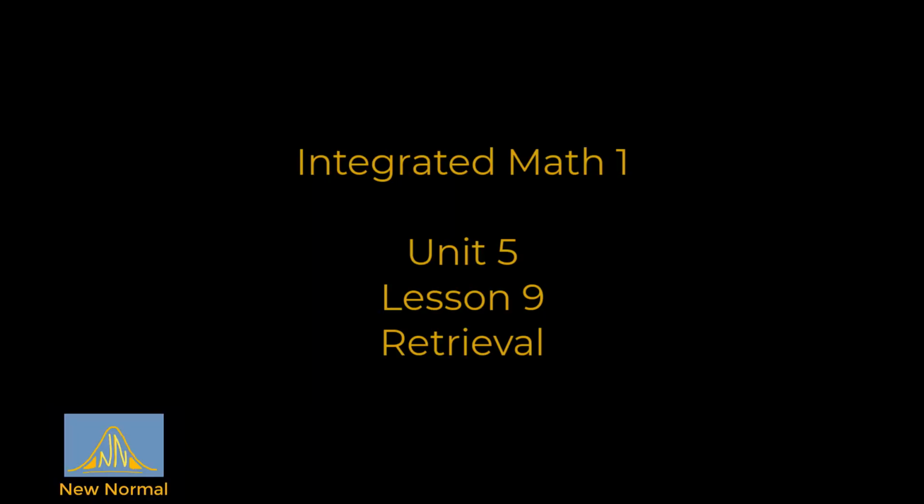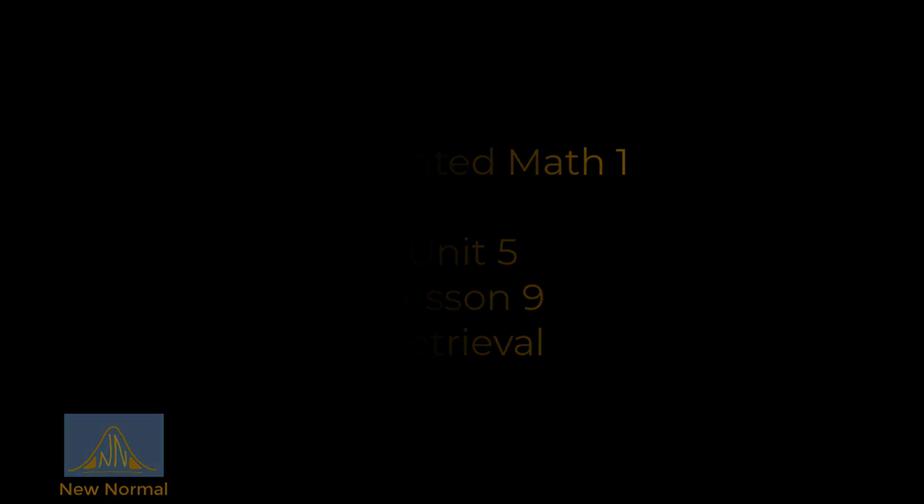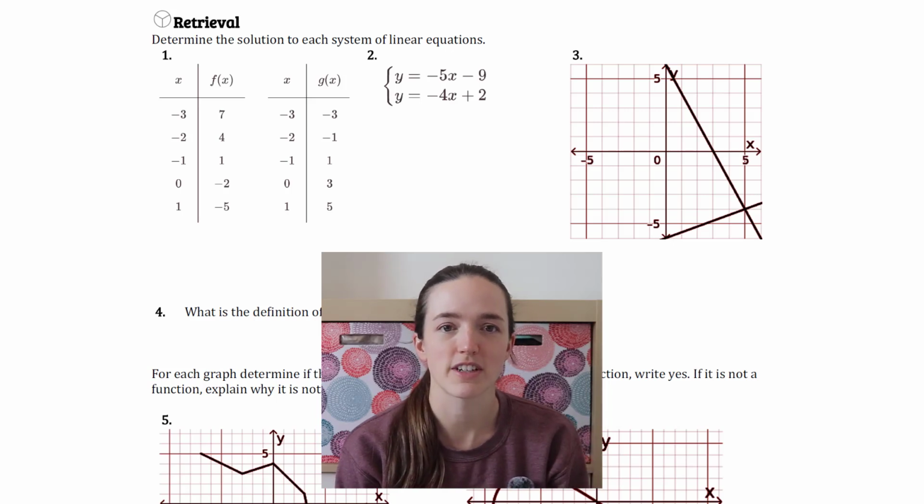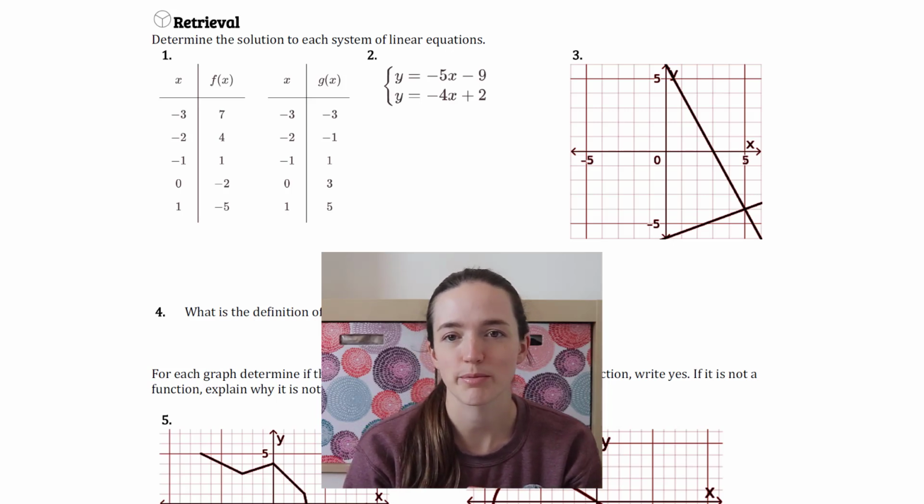This is the Unit 5 Lesson 9 retrieval in our packet. It's on page 71. Okay, number 1, determine the solution to each system of linear equations. So we've got tables, we've got equations, and we've got a graph.